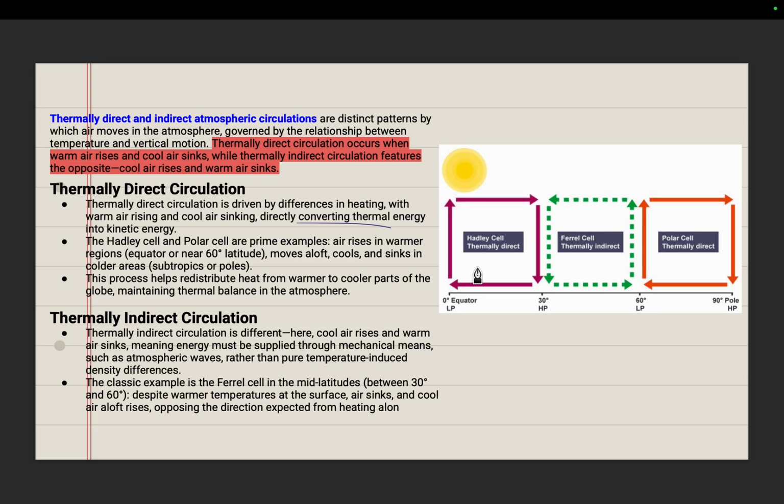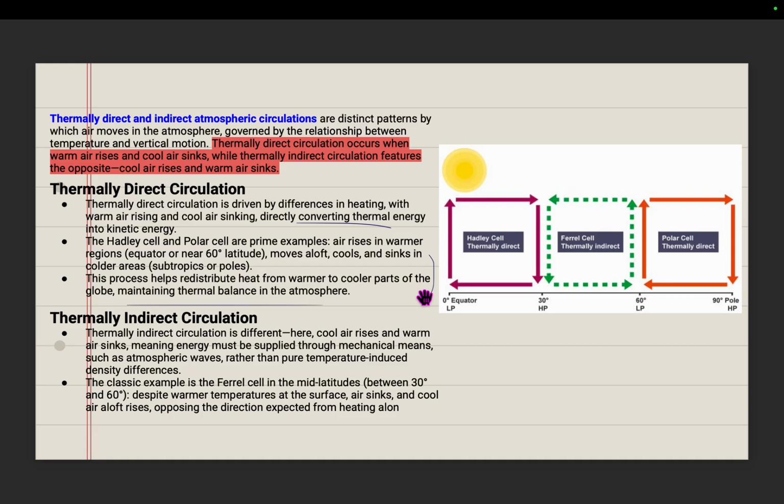Now the Hadley cell, which is observed between 0 and 30 degrees latitude, and the polar cell, between 90 and 60 degrees latitude, are the primary examples of thermally direct circulation. This process helps to redistribute heat from the warmer region of the air column to the cooler region, maintaining the thermal balance in the atmosphere.